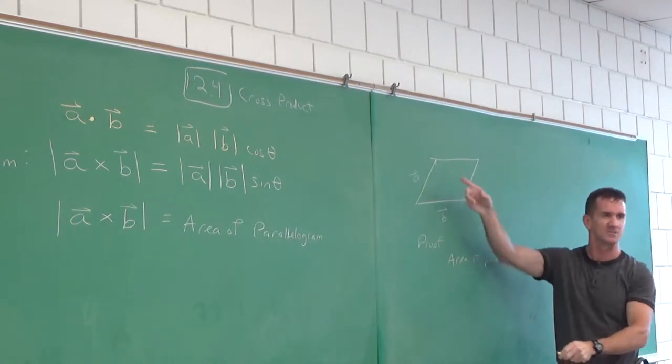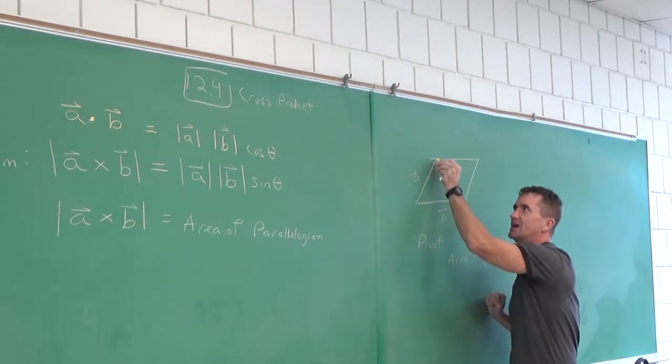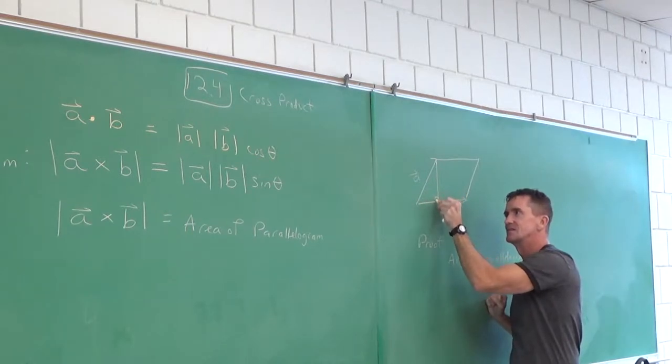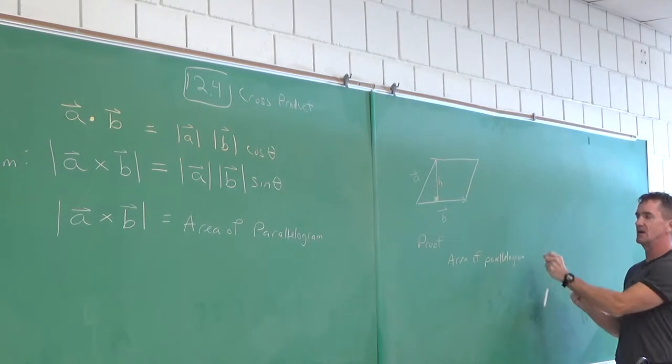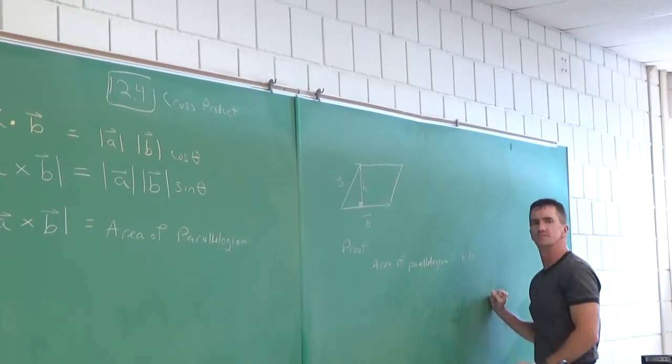So you and I, let's go in this picture. We're going to prove that this is actually true. Let's build a height right here. Just drop an altitude, make it 90 degrees. This is fun. It's a quick proof. There's my h. And I'm going to start out and write area of parallelogram equals b times h.